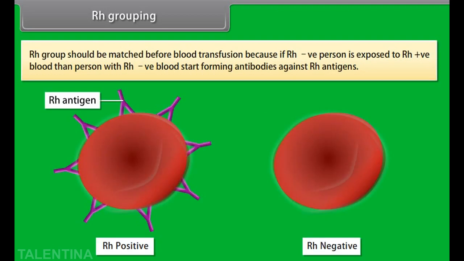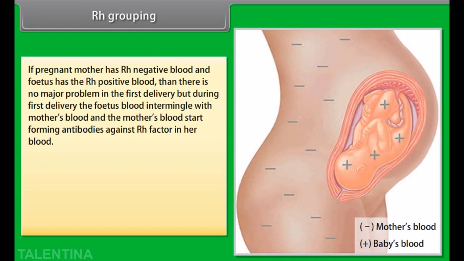RH group should be matched before blood transfusion, because if an RH negative person is exposed to RH positive blood, then the person with RH negative blood starts forming antibodies against RH antigens. If a pregnant mother has RH negative blood and the fetus has RH positive blood, then there is no major problem in the first delivery. But during the first delivery, the fetus blood intermingles with the mother's blood and the mother's blood starts forming antibodies against RH factor in her blood.